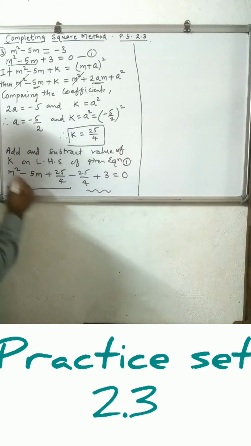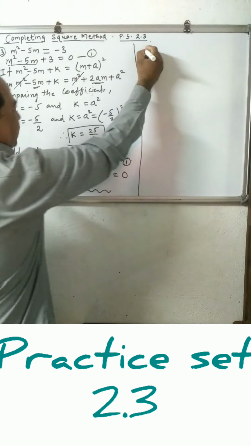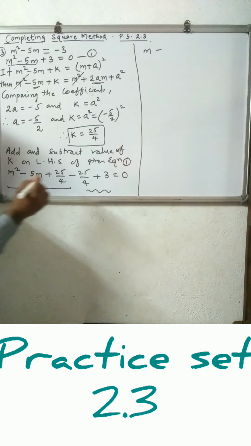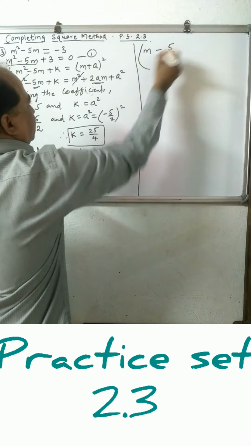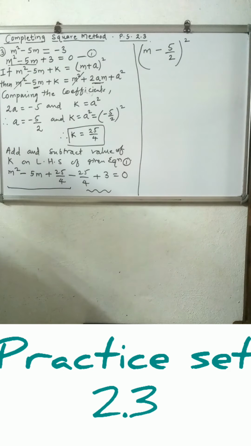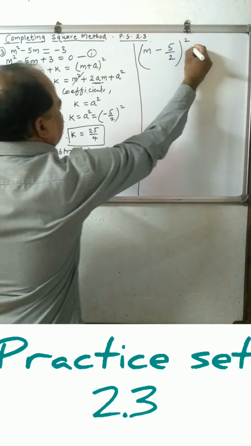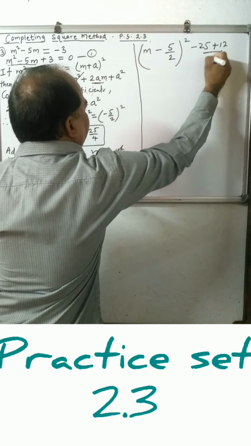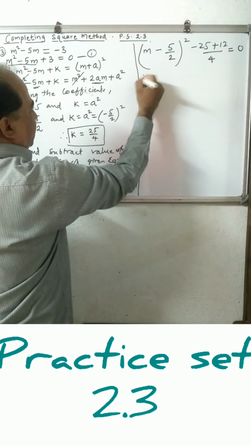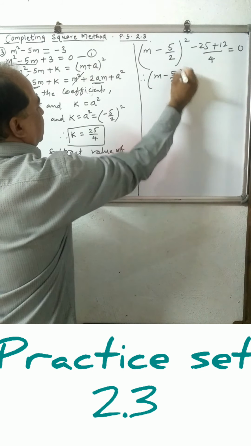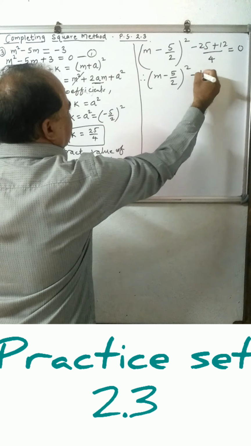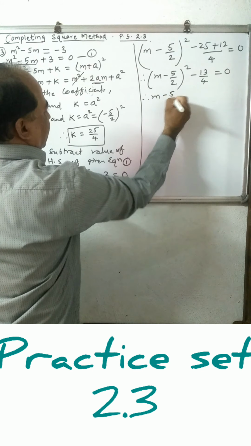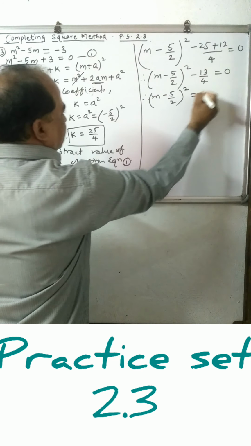So m: square root of m square is m, middle term is negative, so here it will be minus. Square root of 25 upon 4 is 5 upon 2 bracket square. If you simplify this, you will get this answer. Now here cross multiply, minus 25, 4 3s are plus 12 upon 4 is equal to 0. Therefore, m minus 5 upon 2 bracket square minus 25 plus 12 is minus 13 upon 4 is equal to 0. Therefore, m minus 5 upon 2 bracket square is equal to 13 upon 4.